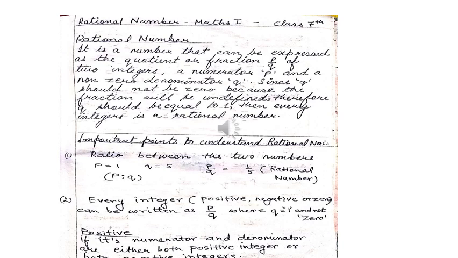Clear? Now second, every integer, positive, negative or 0, can be written as p upon q, where q is equal to 1 and not 0. Clear? Now about positive: if its numerator and denominator are both positive integers or both negative integers, then we can say it's a positive rational number. How? We will see it on the next page.